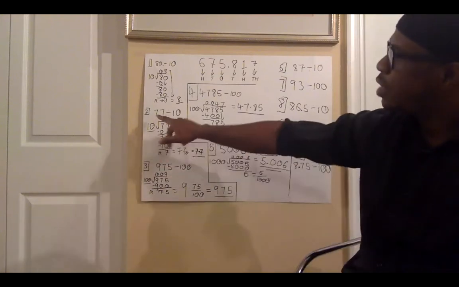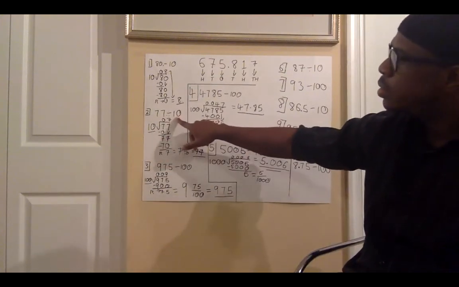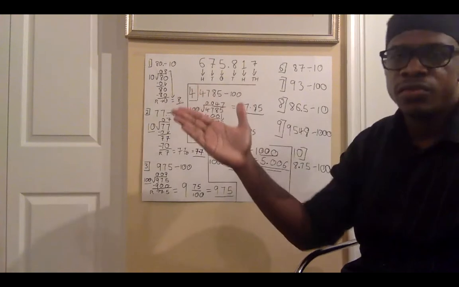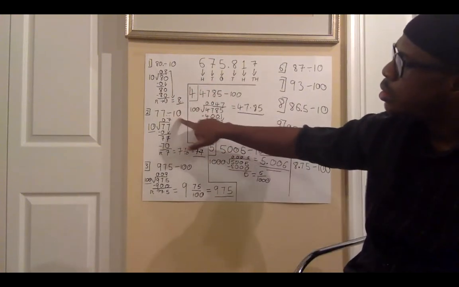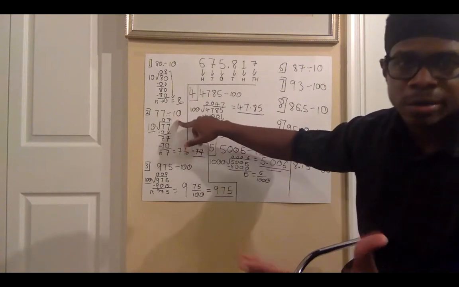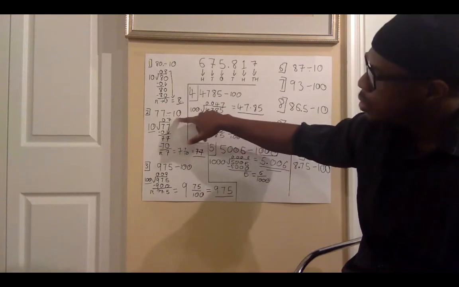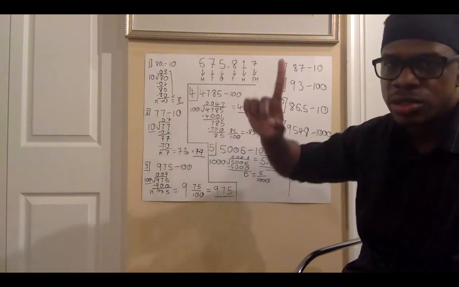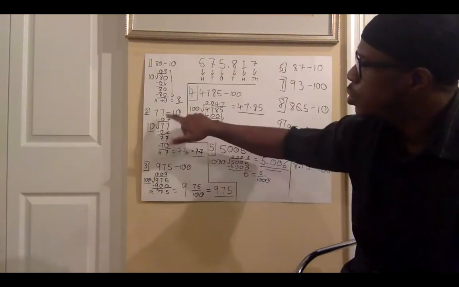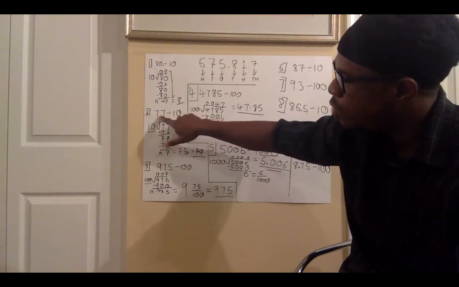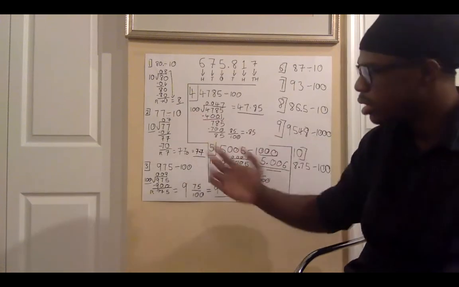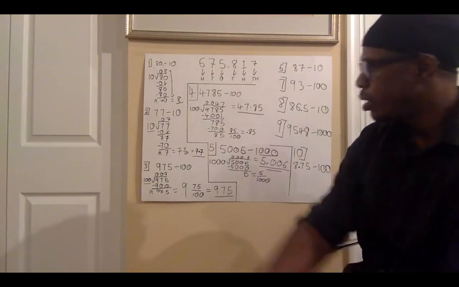Now, let's say we have 77 divided by 10. Again, when you say divide, we know we're moving a decimal to the left. And then the 10, 100, or 1,000 lets you know how many times you're moving the decimal. So it's 10, so we're moving it just once. So if we have $77 and we move the decimal 1 time, we have 7.7. Now, let's look at this one.